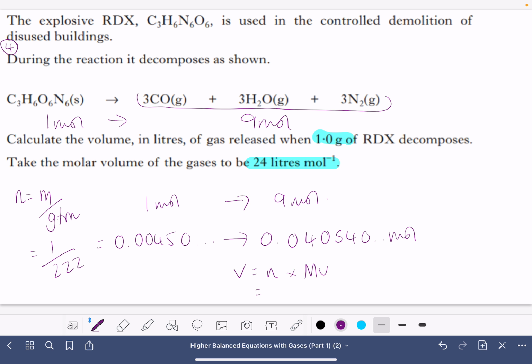So this number here, 0.04054 multiplied by 24, which is 0.97 litres, or 970 centimetres cubed. Okay, so that's that question.